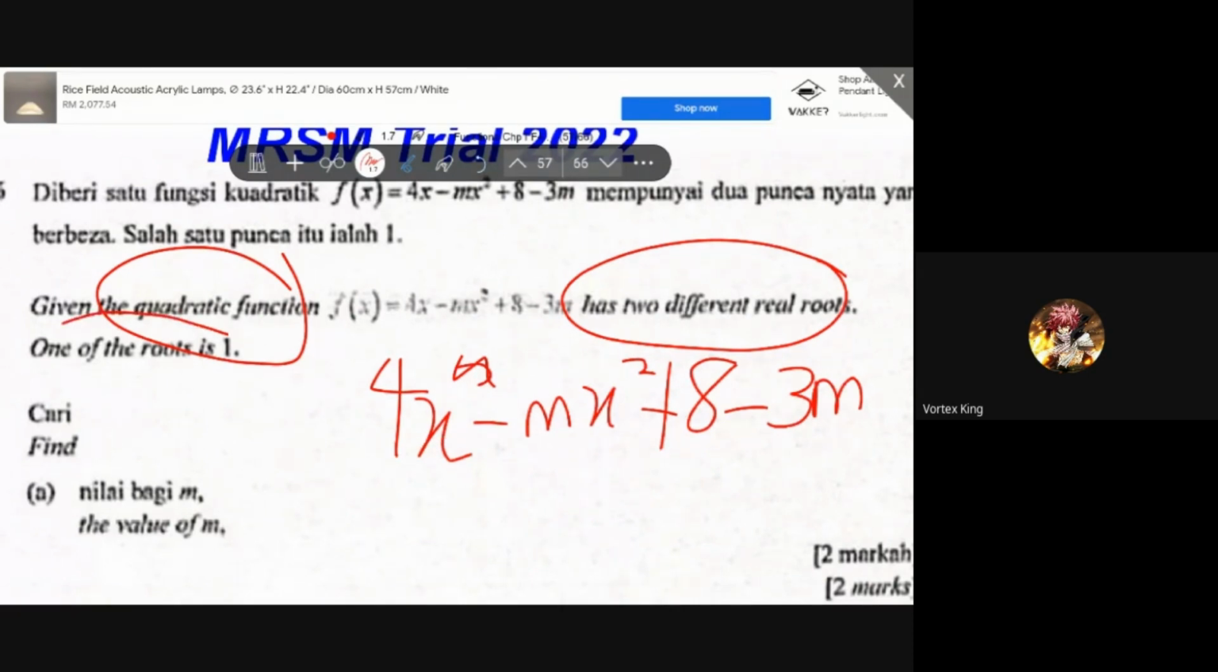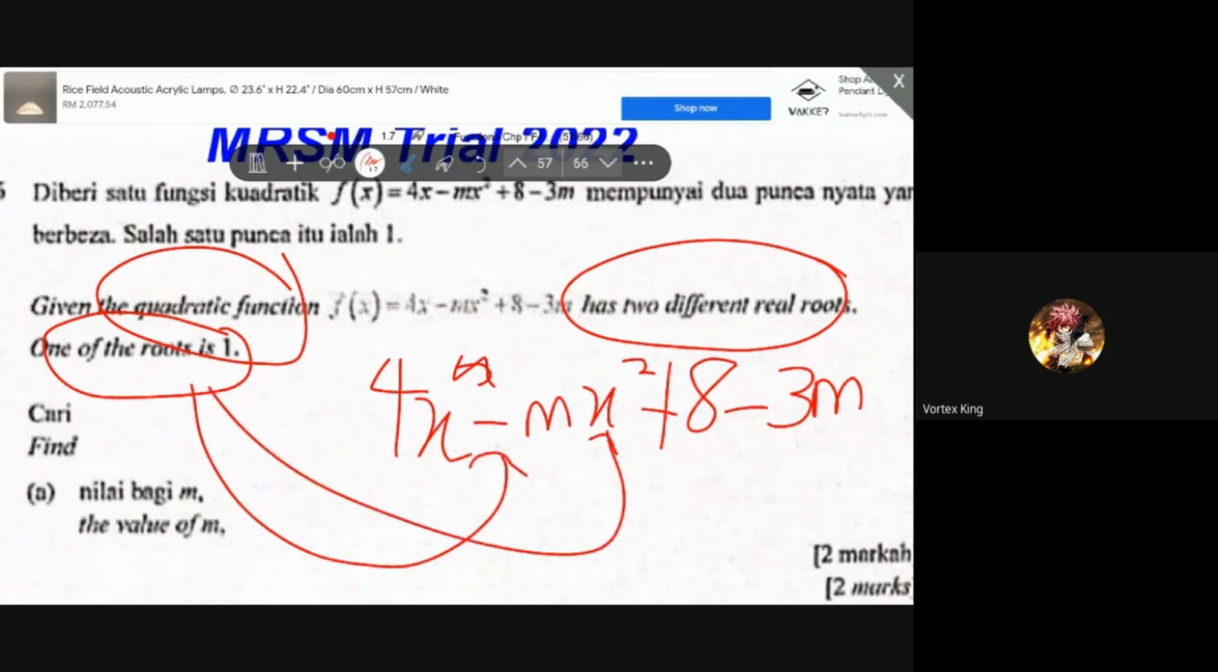One of the roots is one. Okay, so what can I do now? Bila soalan cakap, one of the roots is one, so what does one represent? Apa nilai satu tu mewakili? What can you do? Punca, okay, very good. So what will you do now? Masukkan satu dalam x, very good, correct. Means all the x kat sini kamu gantikan dengan satu. So dari sini kamu boleh cari nilai m dah.